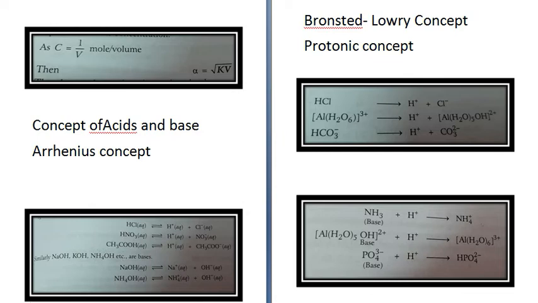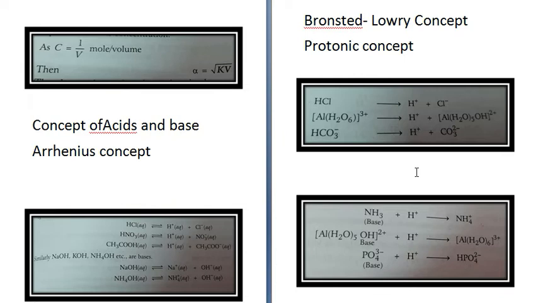[Al(H2O)6]3+ is giving you H+ plus [Al(H2O)5OH]2+. HCO3- is giving you H+ plus CO3 2-. So because they are giving H+, they are donating. H+ is a proton, they are donating a proton, so they are all acids.